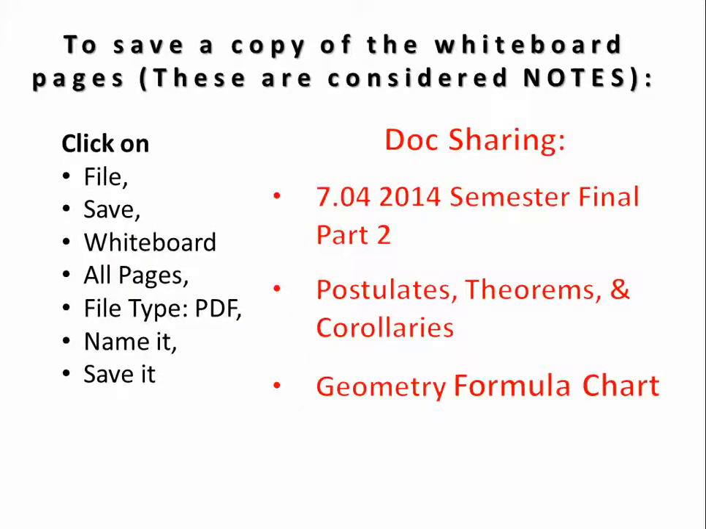Okay, here's the instructions. Oh no, you can't save this whiteboard. I'm sorry, because this is a recording. In the doc sharing, you won't find your test there. Your test is in the navigation bar under Unit 7. But in the doc sharing, you will also find postulates, theorems, and corollaries that are going to be covered on this test. And you might want to get a copy of the geometry formula chart if you don't already have one available, because you will need it.